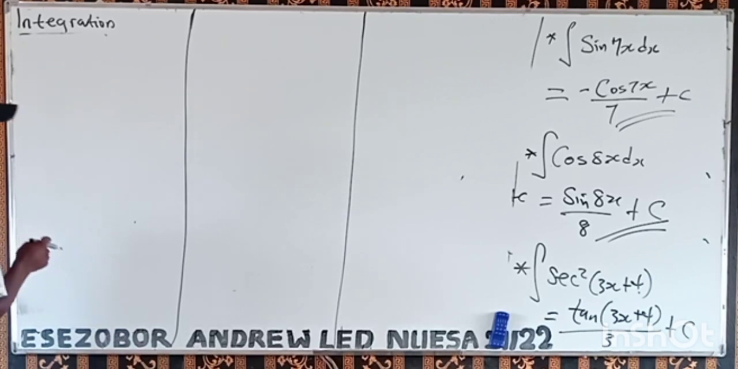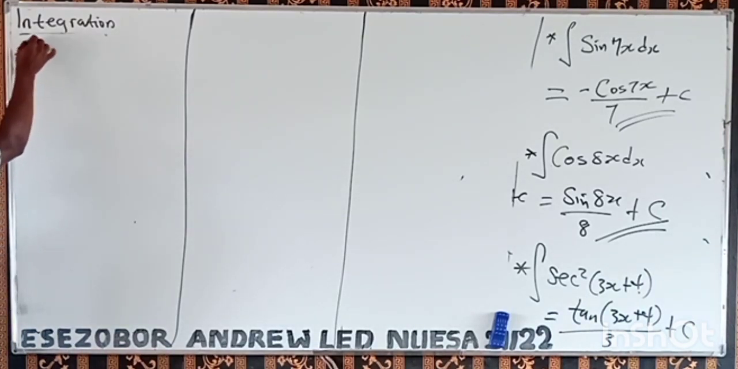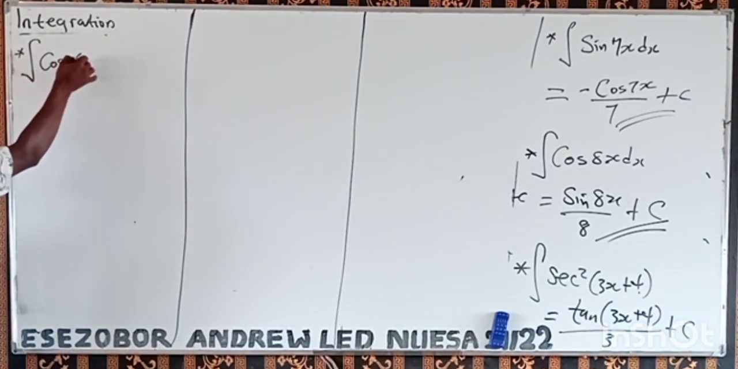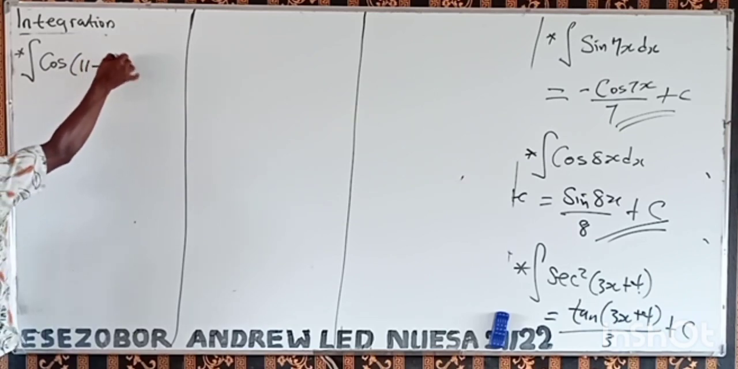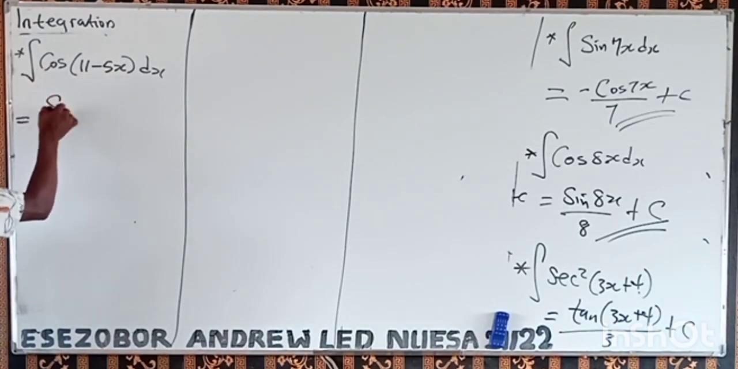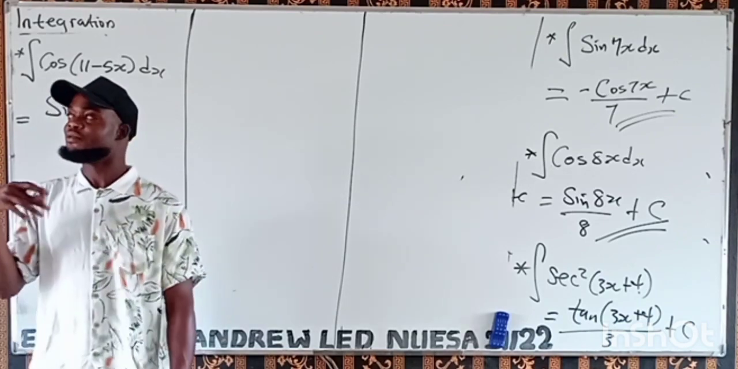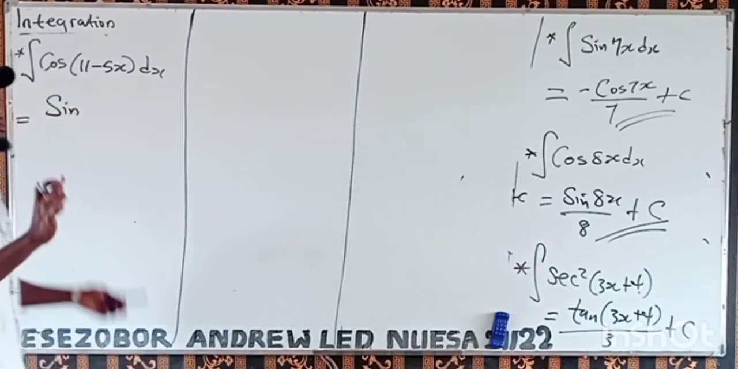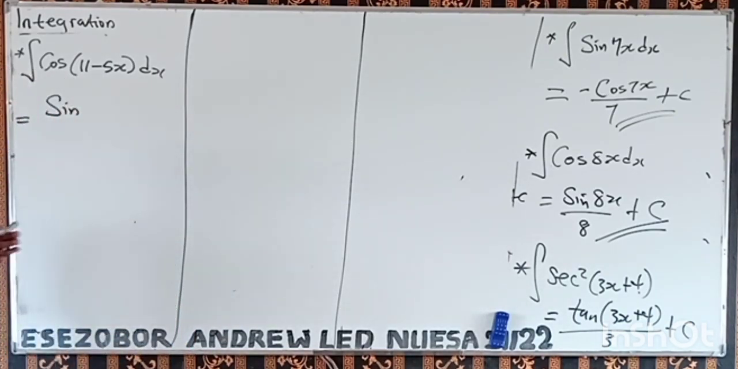So we are doing trig functions now. Let's say we have the integral of cos (11 minus 5x) dx. So if you do this, what are you going to have? There's no wasting of time. If I integrate cos, I'm going to have sine, not minus sine. When you differentiate cos, you have minus sine. If you integrate cos, it will be sine, not minus. If you differentiate sine, you have cos. If you integrate sine, you have minus cos.